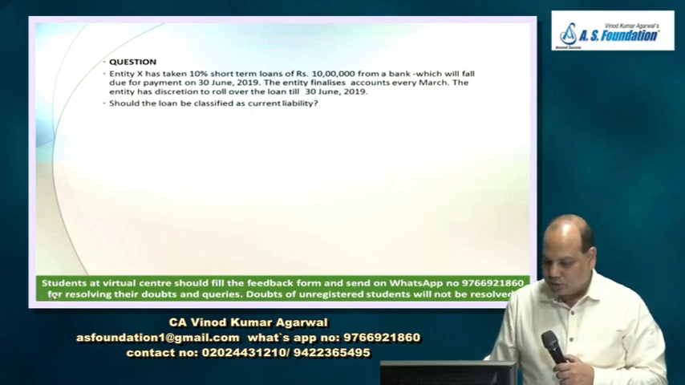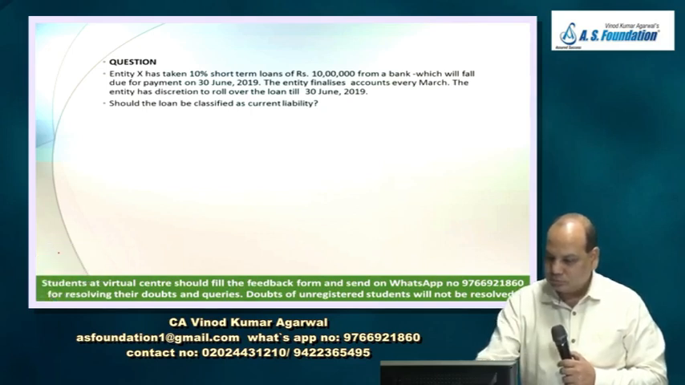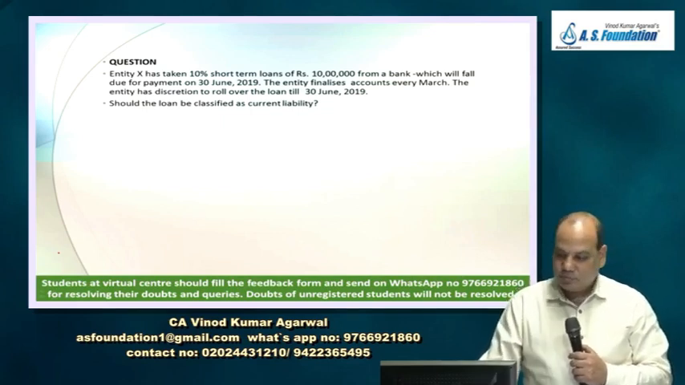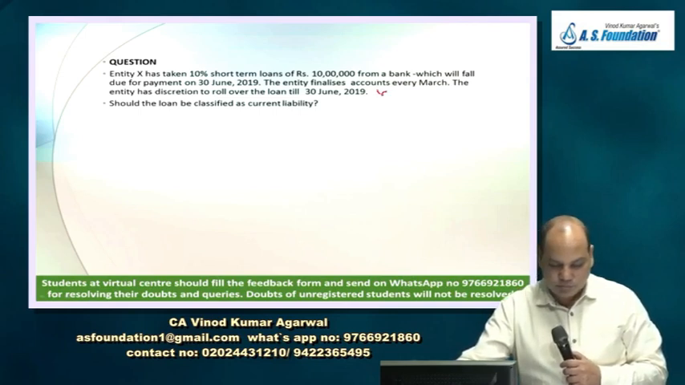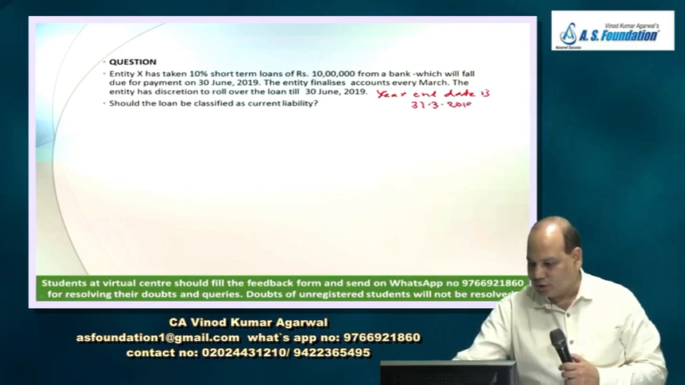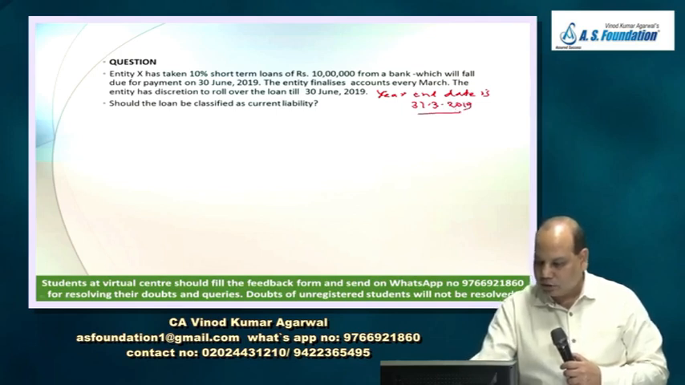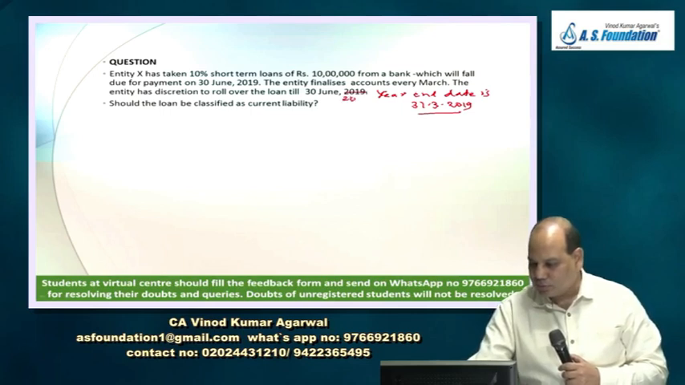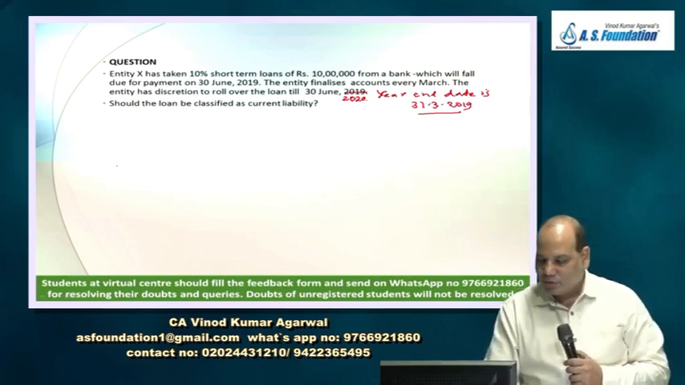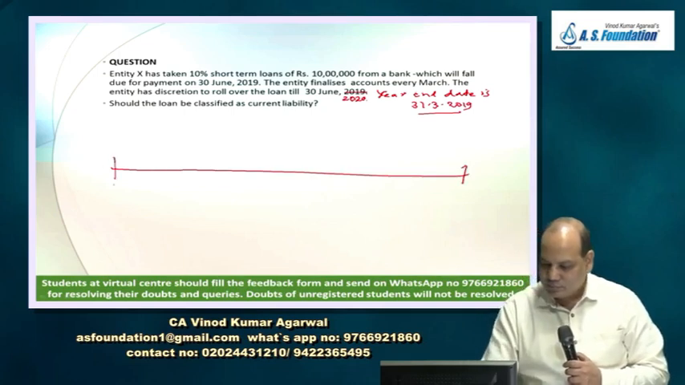What is the year ending date of this entity? Is year ending date given? No. So we will first assume year end date is 31st March 2019. Then we will make a small correction here for a better understanding. 2020. Okay. Now we'll read the problem again.